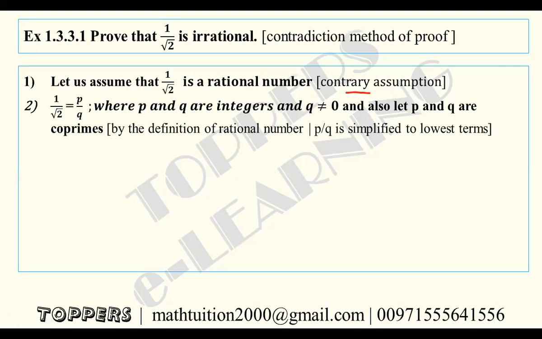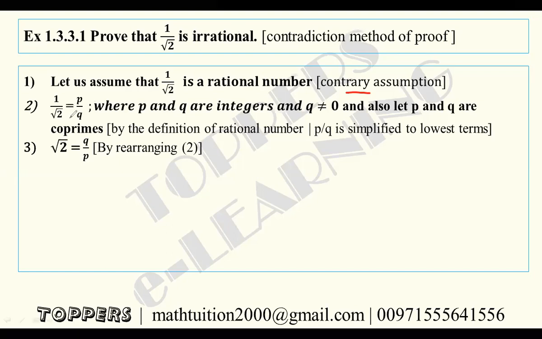Since we have assumed that 1 by root 2 is a rational number, we can write it in the standard form: 1 by root 2 is equal to p by q, where p and q are integers and q not equal to 0. That is the standard form of a rational number, right? Also, we have to assume that p and q are in the simplest form, so we can call them co-prime. They have only 1 as a common factor. Fine.